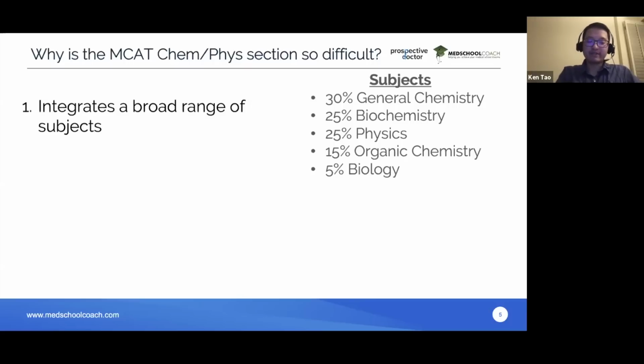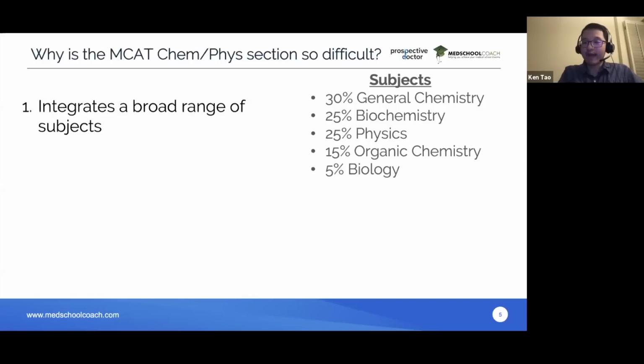So what happens in college is usually students will take a class and after that semester, they'll forget everything they learned about that class. That's not something you want to do for the MCAT because you can see the Chem Phys section is going to combine all of these subjects together. And it's not just that you're going to have this section with questions covering all of these subjects.